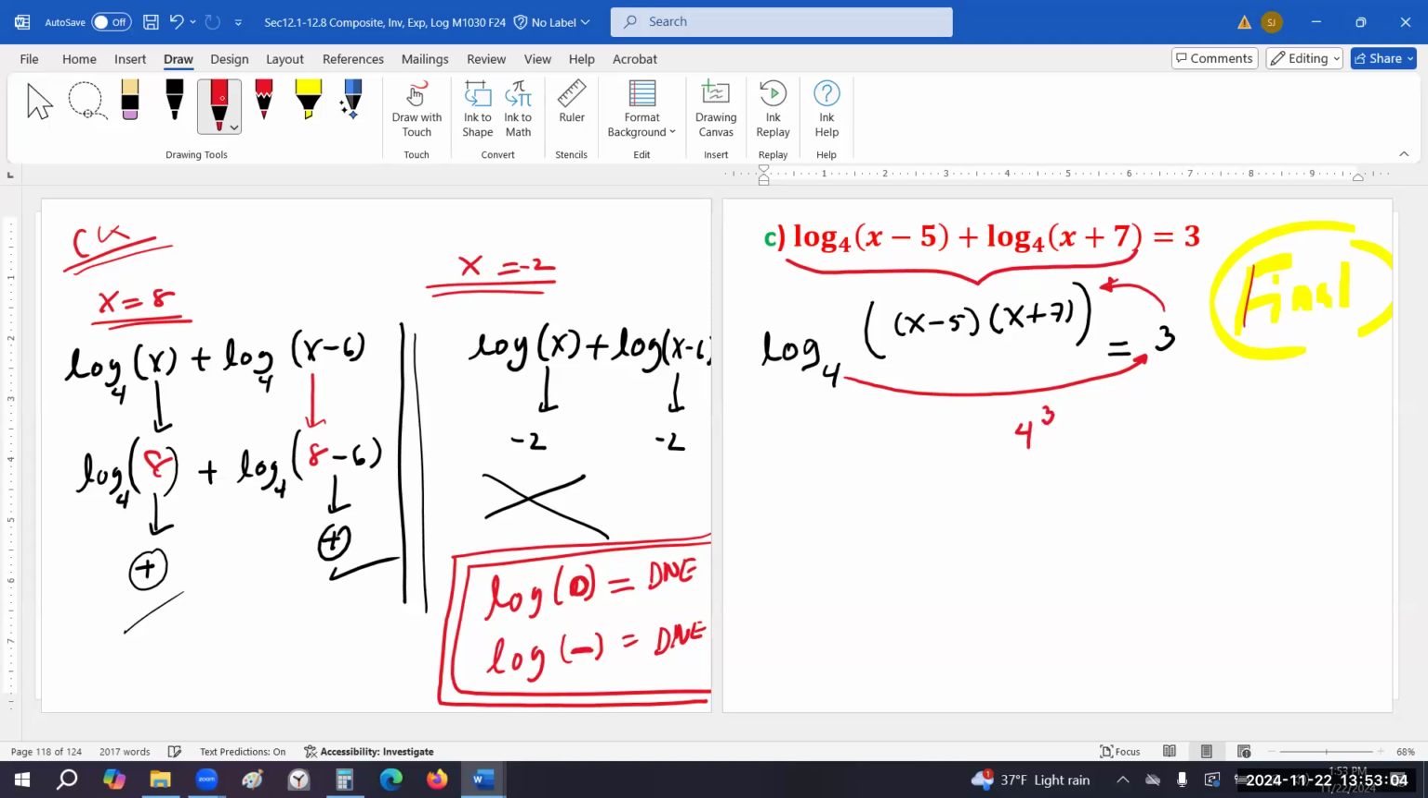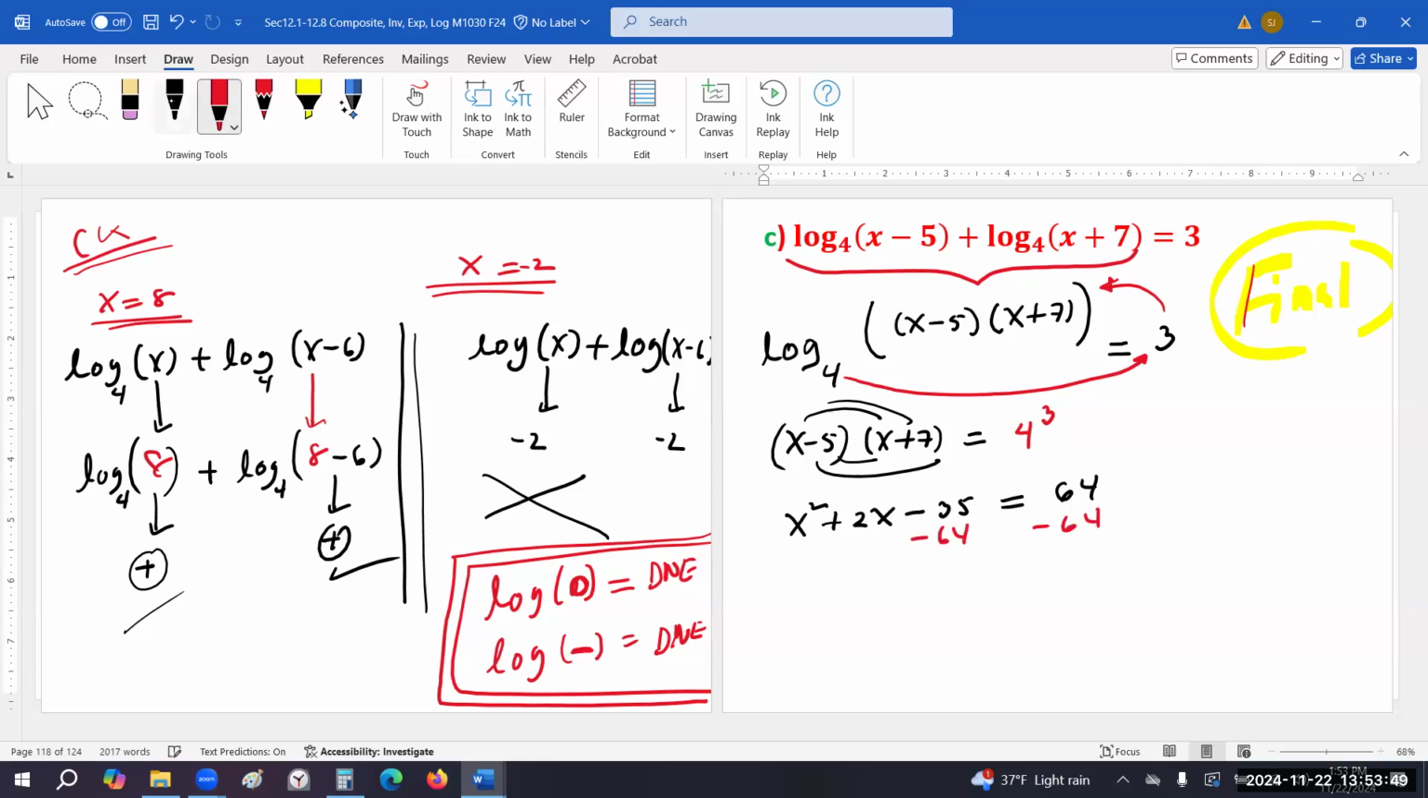We have 4 cubed equals x minus 5 times x plus 7. Now when you use FOIL, you get x squared plus 2x minus 35, because plus 7x minus 5x is 2x. And what is 4 cubed? 64. Since we have more than one x, what is our goal? Minus 64 on both sides.